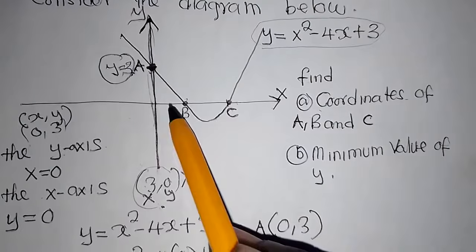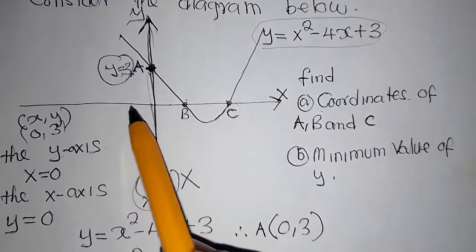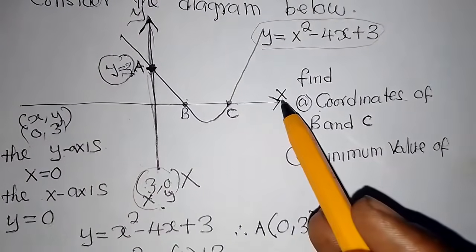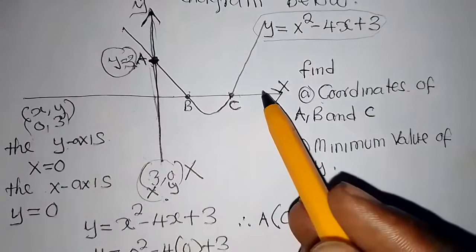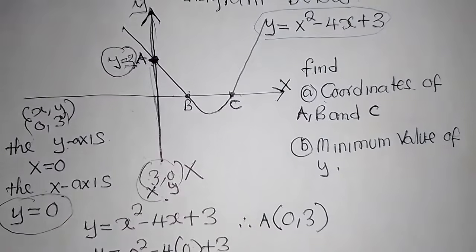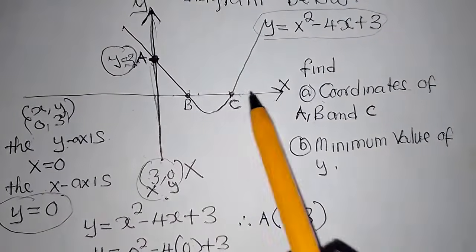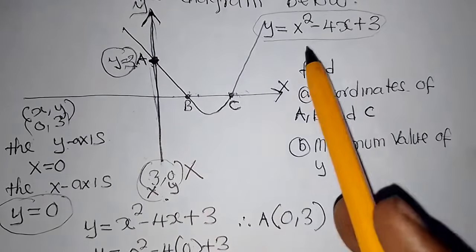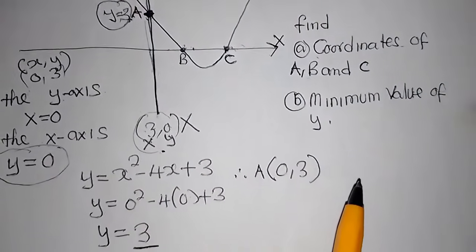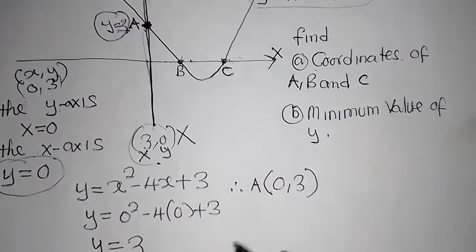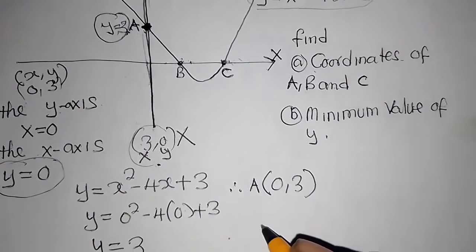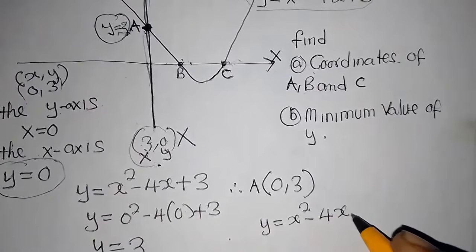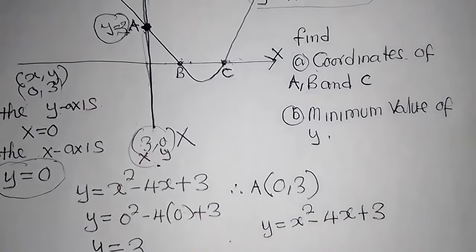I move to these points. Have you seen the way these points are? These points are in the x-axis. So you know, in the x-axis, y is 0. Even there y is 0. So you get the same equation, the equation which is given. You say, the equation is y is equal to x squared minus 4x plus 3.